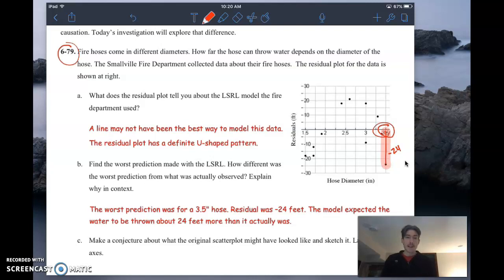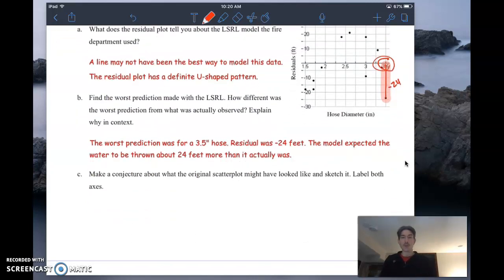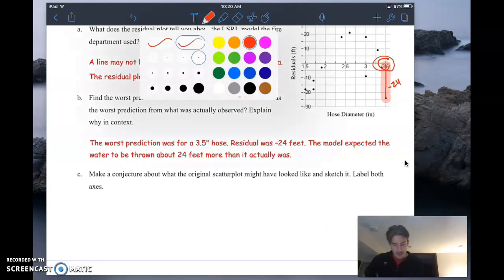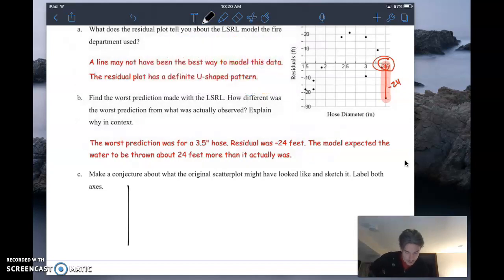Okay? Finally, part C says, make a conjecture about what the original scatter plot might have looked like and try to sketch it. Label both axes. Well, ladies and gents, this is a tough thing. I'm going to walk through this with you here. First and foremost, our scatter plots are going to contain only what's called our first quadrant, right? Because we're dealing with non-negative x and y values here.